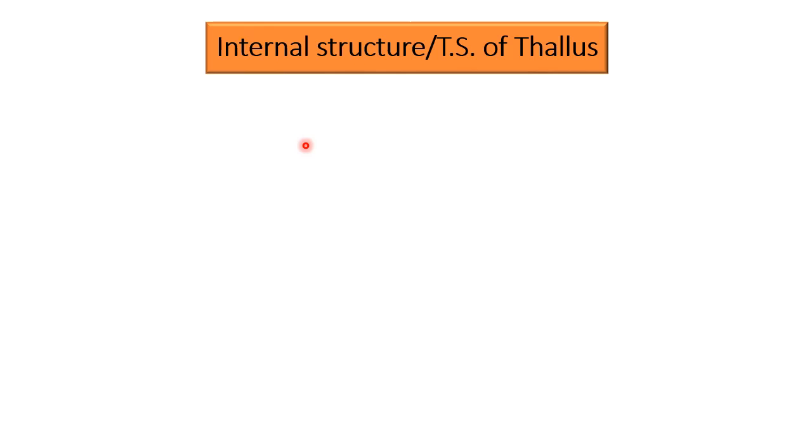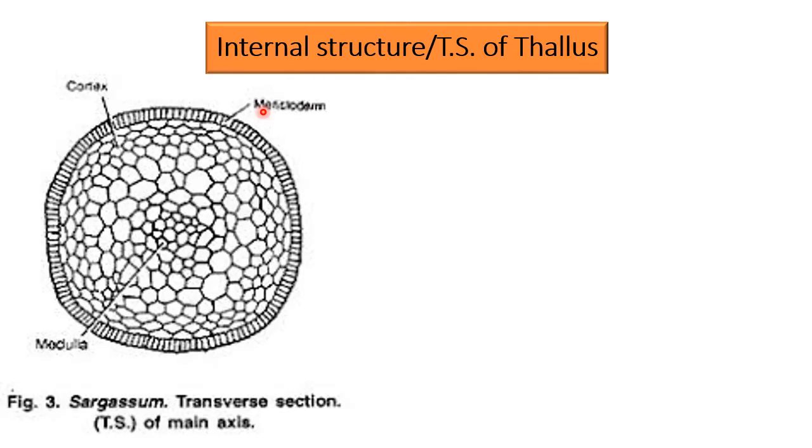Now let's see the internal structure of the thallus. It can be seen by TS of thallus, that is transverse section of thallus. In short, it is called TS. This is the transverse section of the main axis. It is generally circular in outline and differentiated into three regions: outer meristoderm, middle cortex and innermost medulla.